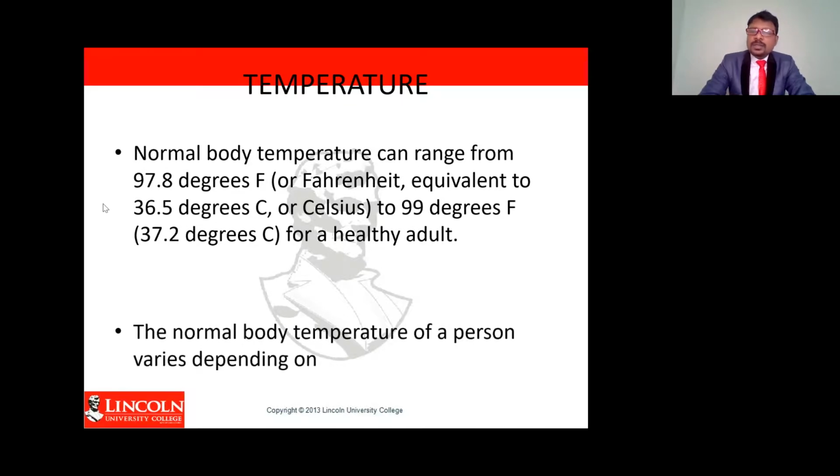Coming to the body temperature, the normal body temperature ranges from 97.8 degrees Fahrenheit to 99 degrees Fahrenheit, which is 36.5 degrees Celsius to 37.2 degrees Celsius in a healthy adult. It may vary from person to person. Just now we saw that in infants and adults the temperature range varies, and some other problems or complications may also alter the body temperature.